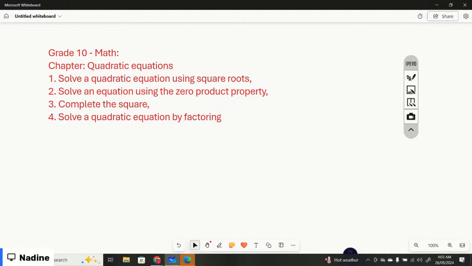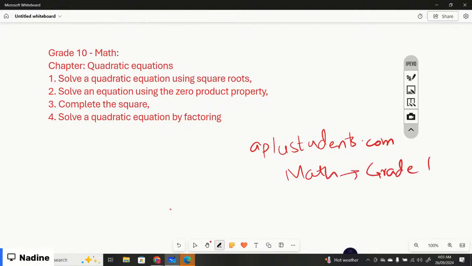Okay, so you can find all the lessons on aplusstudents.com. You have to log in there using your email address, and the password is provided by the administrator. Then select math from the subject tab, scroll down to grade 10 math, and click on view all lessons. There you can find a list of the chapters.